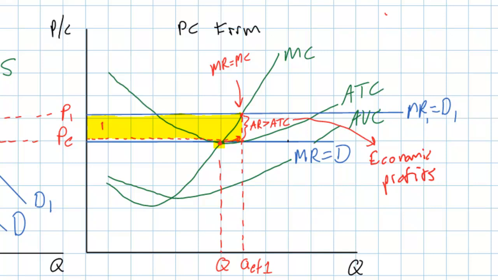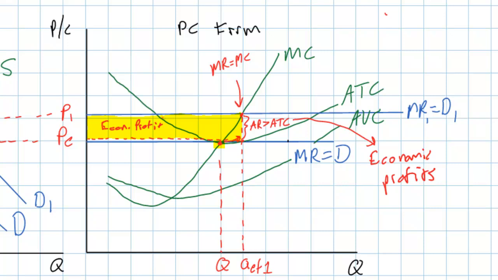So this now represents economic profits. In other words, the profits above and beyond all of these firms' explicit and implicit costs of production. In the short run, in response to an increase in the demand for the product in the market, each individual firm will increase its output and earn economic profits. But what will happen in the long run?